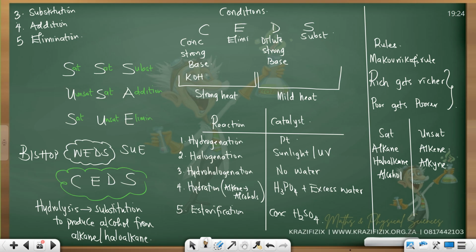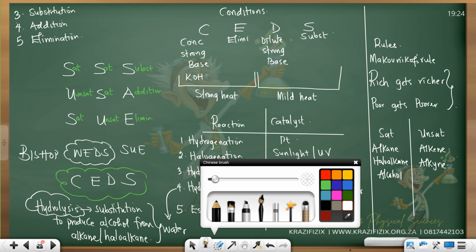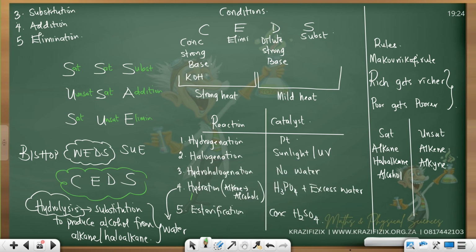So here we use water for hydrolysis. Even for hydration, we also use water, but hydration is an addition reaction. Put a note there for yourself. Just use colors. Hydration is addition, while hydrolysis is substitution. But for both cases, we are using what? Water.